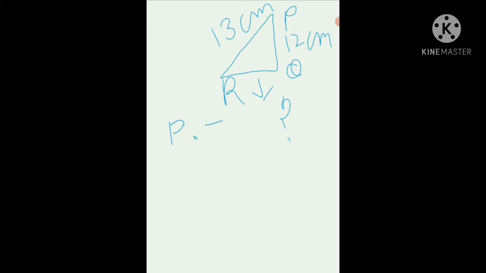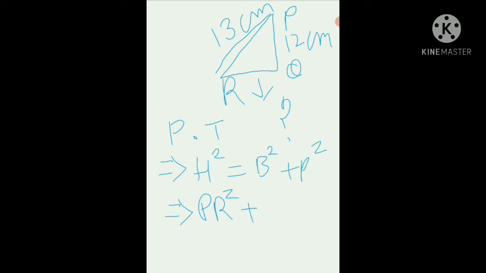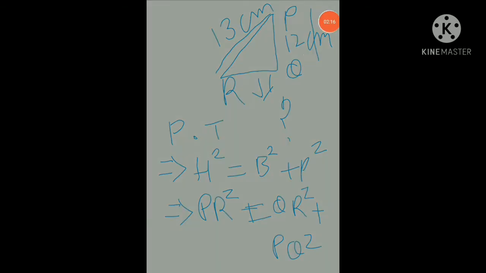We will apply Pythagoras theorem. I already explained Pythagoras theorem in the previous video. Pythagoras theorem is: hypotenuse square is equal to base square plus perpendicular square. Here the hypotenuse is PR. So we will write PR square equal to base square, and the base is QR, so QR square, plus the perpendicular, which is PQ, so PQ square.